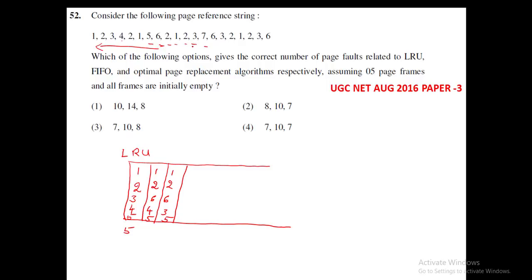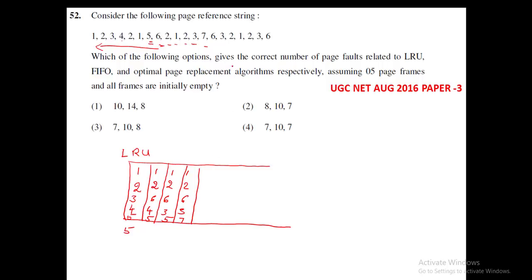So 3 is there, and then 2 is there, right? So 1 is there, 6 is there, right? So we have to choose the 5 as a victim page. So 1, 2, 6, 3, and in the place of 5 we have to write the 7.